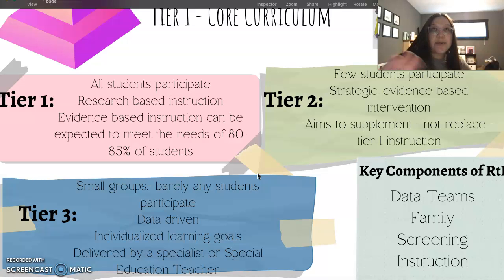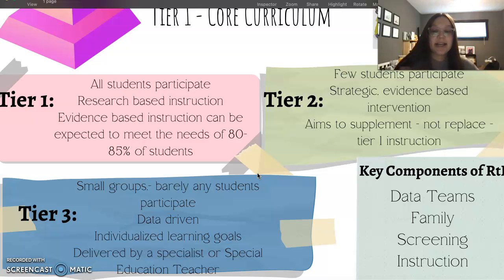of students. And then those remaining 15 to 20% of students that didn't meet the needs of it, they would go to Tier 2, which is where a few students participate. And it's strategic evidence-based intervention. It aims to supplement and not replace Tier 1 instruction. So they'll go into this Tier 2 or Level 2 instruction on top of Tier 1, not just taking away from it. So they get the extra support that they need.